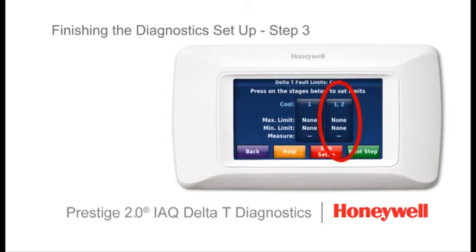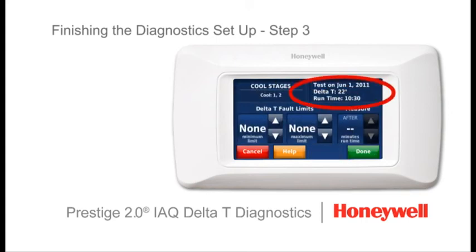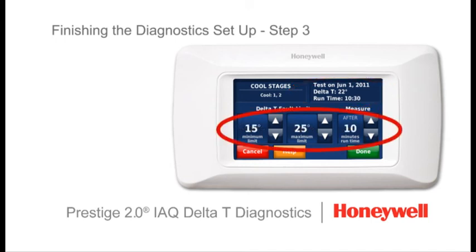Press on stages 1, 2 to set limits and runtime. Set appropriate limits and runtime based on the data saved from the equipment test. Press Up/Down. Set appropriate min/max limits. Select a runtime based on when delta T began to stabilize during the equipment test.